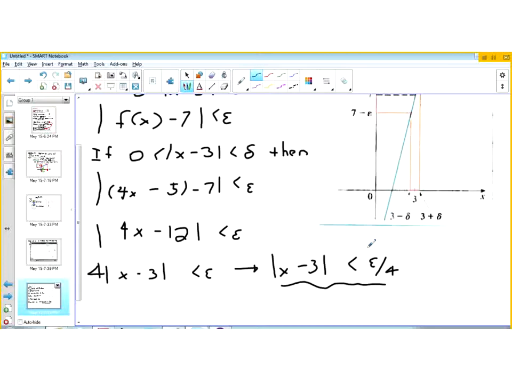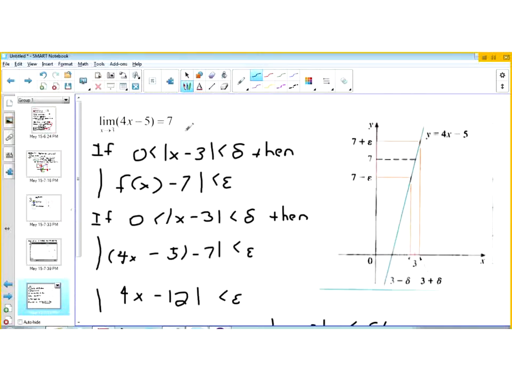And that holds true for any positive epsilon. So no matter what positive epsilon you throw me, I'm going to be able to find a delta. And because of that, this is a true statement. That's all you need to do. There's truth in that statement.